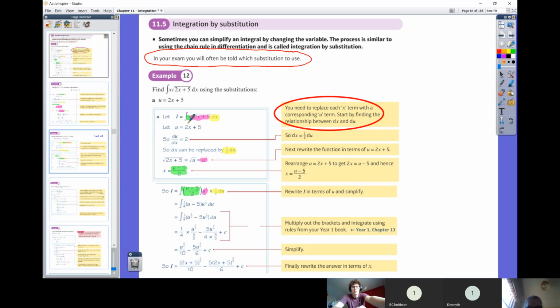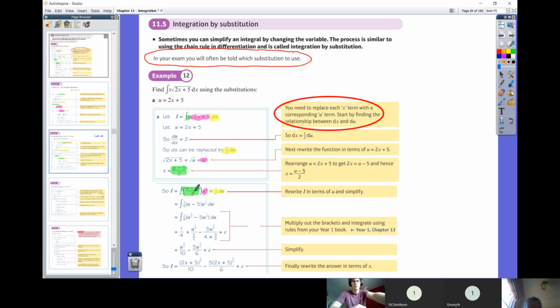And then finally, we want to get x in terms of u. That's just rearranging u equals 2x plus 5 to make x the subject, so taking away 5 and dividing by 2. So each of the three components of the integral can be replaced with u versions. The half du replaces the dx, the u to the half replaces the square root of 2x plus 5, and the x is replaced by u minus 5 over 2. That's literally substituting in our u equivalents, so everything's in terms of u.